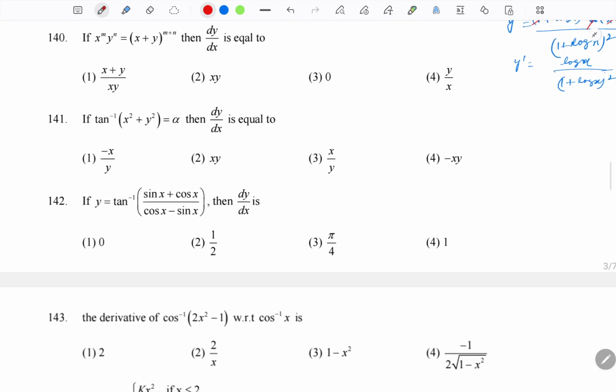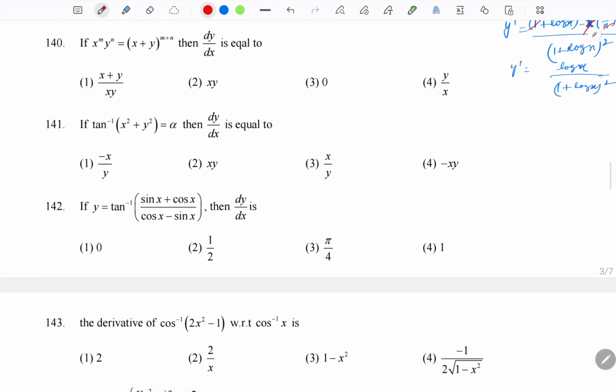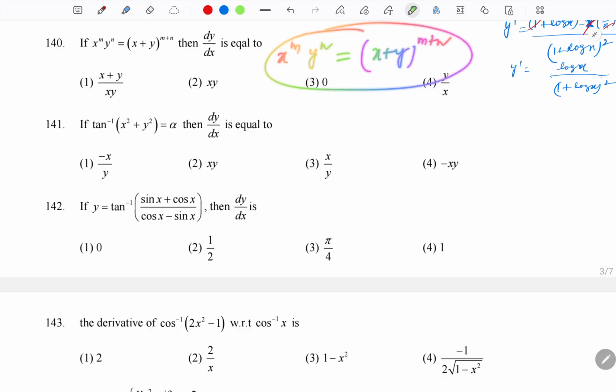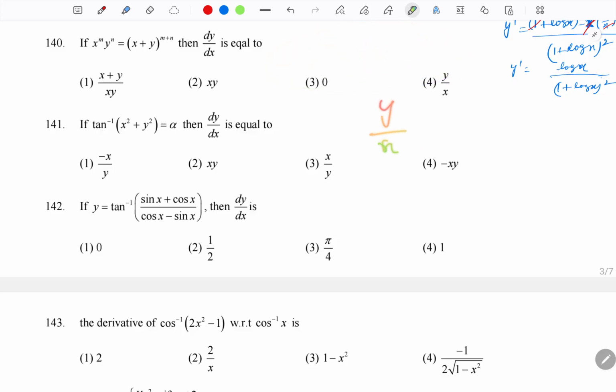Next, it's a standard property question, right? It's just a 1 second question. Keep in mind, students, whenever your function is like this, x power m, y power m equal to x plus y whole to the power of m plus n, then the derivative of this function is simply y by x, y by x. Very easy question. So it is option number 4.